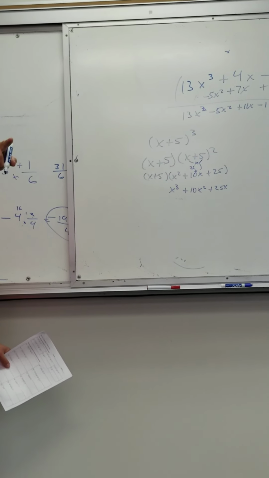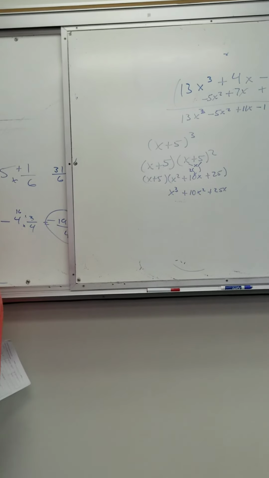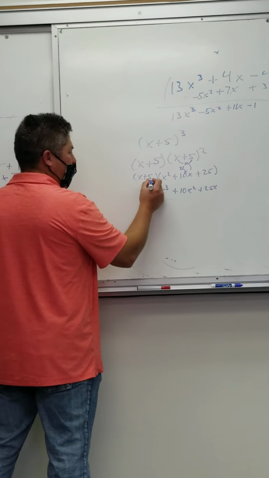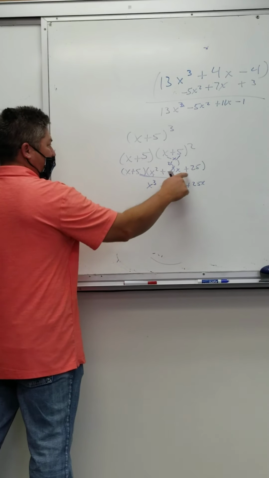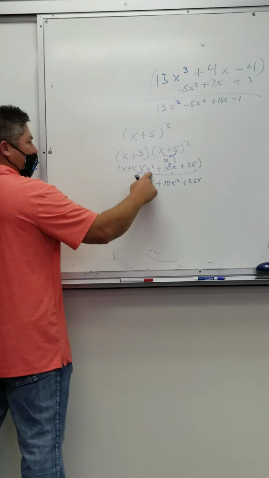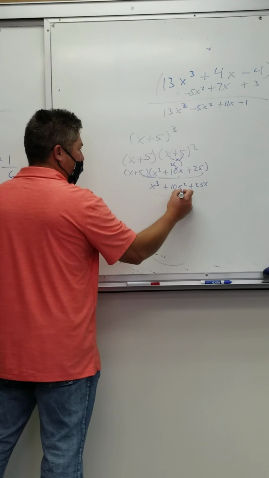What's your name? Allie, distribute the 5 for me. Yeah, you lost me. All I'm doing is distributing the 5, timesing through a 5. Nothing to be lost about. 5 times x squared is? 5x squared, yep. 50x, good.